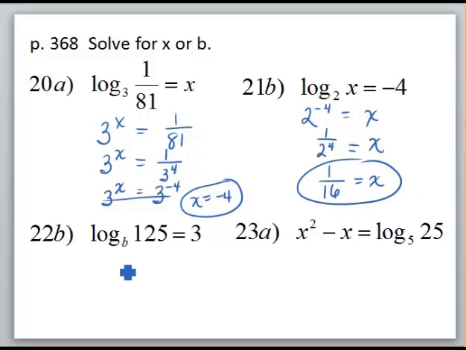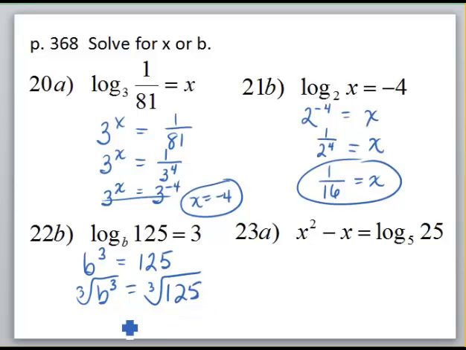On the next problem, I have the base is b, to the third power is 125. So I'm really asking myself, the cube root of b to the third is equal to the cube root of 125. So I have b is equal to 5.